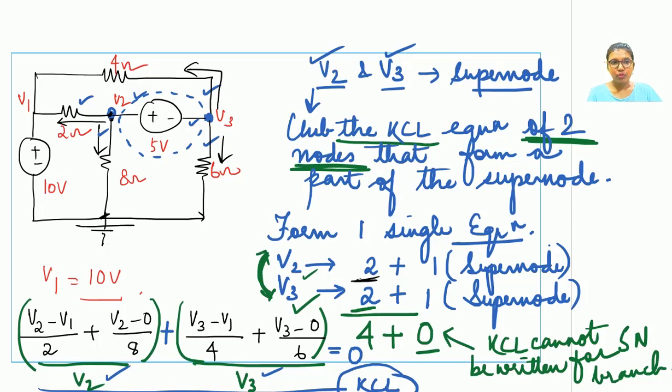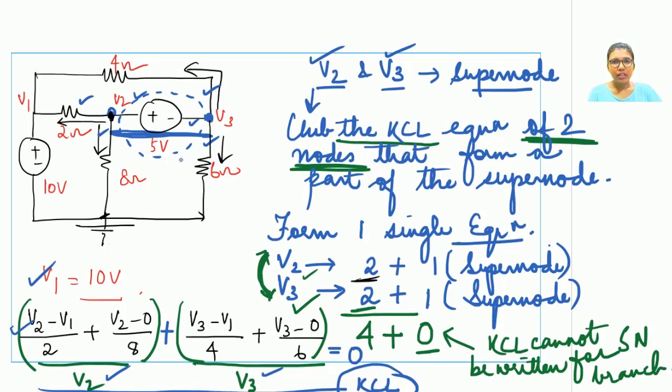Now there were three unknowns. We already figured out the value of V1, so we are left with two unknowns. We have already obtained the supernode KCL equation, but we are still left with one more equation. Where do we get that final equation? We have written the equation for all the branches present in the circuit except one. Can you figure out which is that branch? The branch is this supernode branch. And one already knows that the KCL cannot be written for this branch.